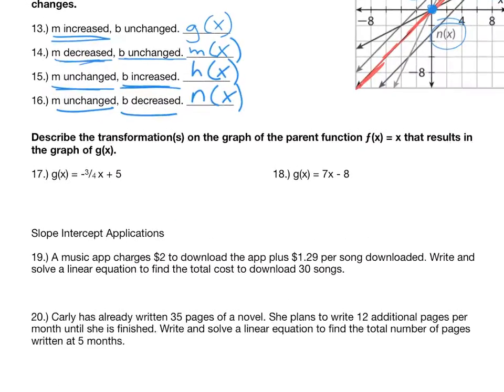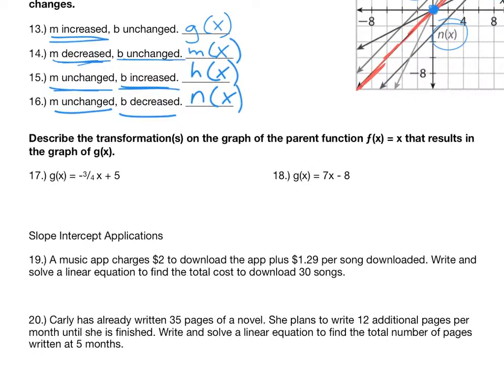All right, describe the transformations on the graph of the parent function that results in the graph of g of x. So, a few things that I noticed. First of all, remember this is your parent function, so it looks like we have a negative in front of it, so it's going to be a reflection, or it's going to flip. We now have a fraction 3/4, so it's not going to be as steep. You could put less steep. And we have plus 5, which means we're going to shift up 5.